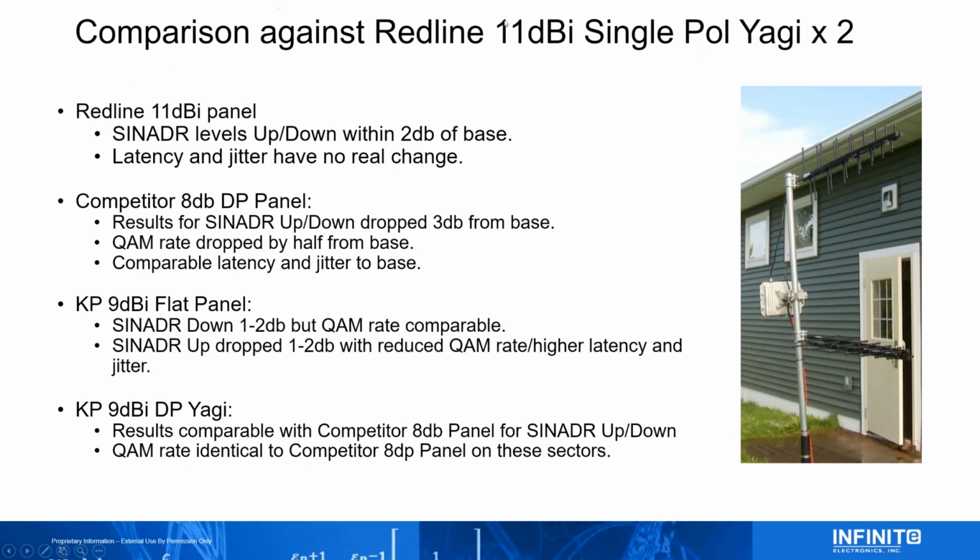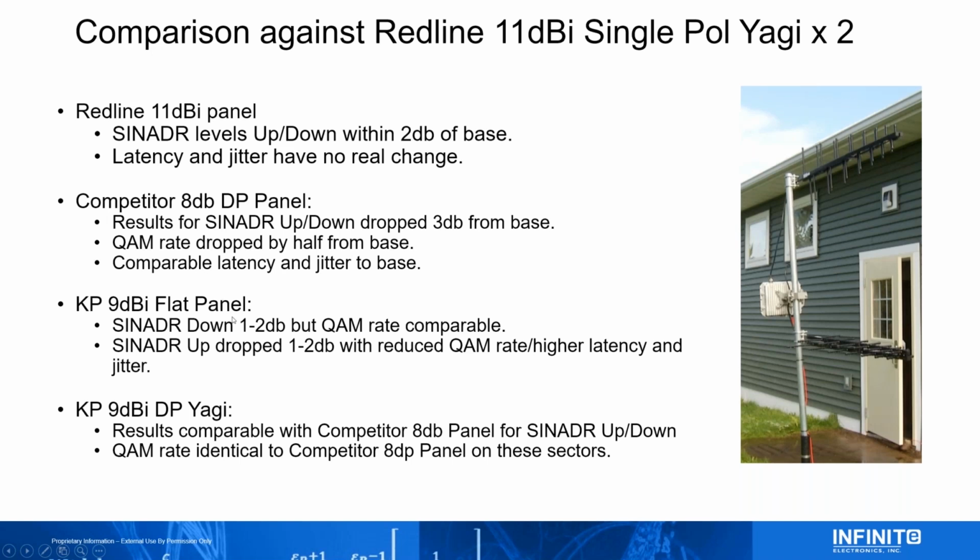So the comparison is all baselined against the 11 dBi single pole Yagis, 2 of them. They pulled them down, put up the red line 11 dBi panel, and they saw pretty much no change, maybe plus or minus 2 within base. Now they put up a competitor's smaller 8 dB panel, and they saw the signal drop by 3 dB consistently from the base. The QAM rate dropped as a result, and the latency and jitter were roughly the same.